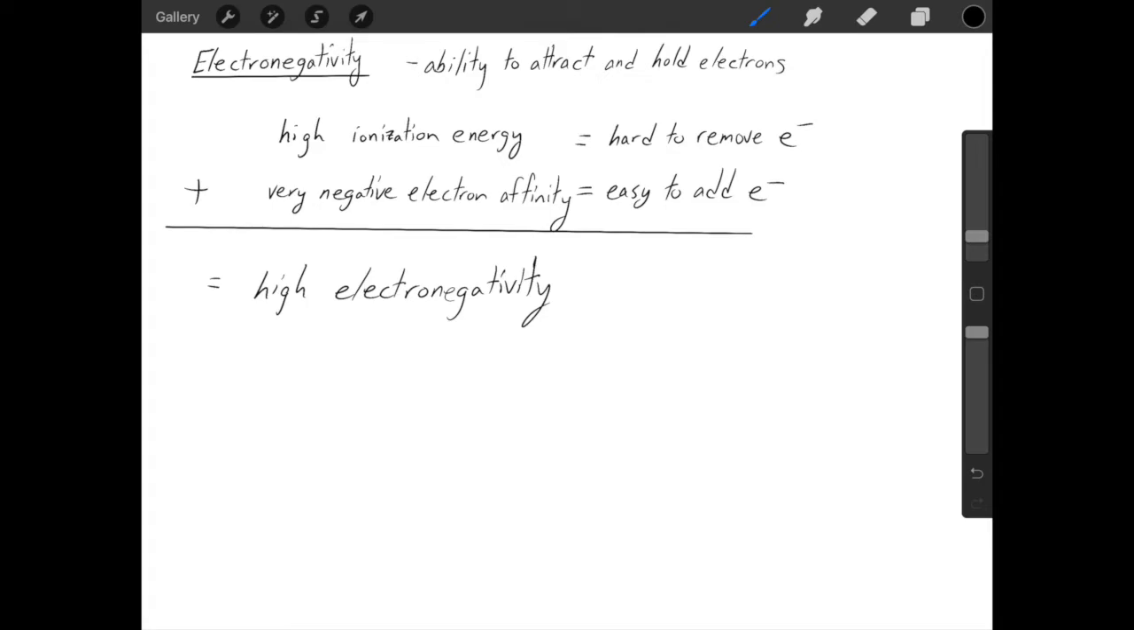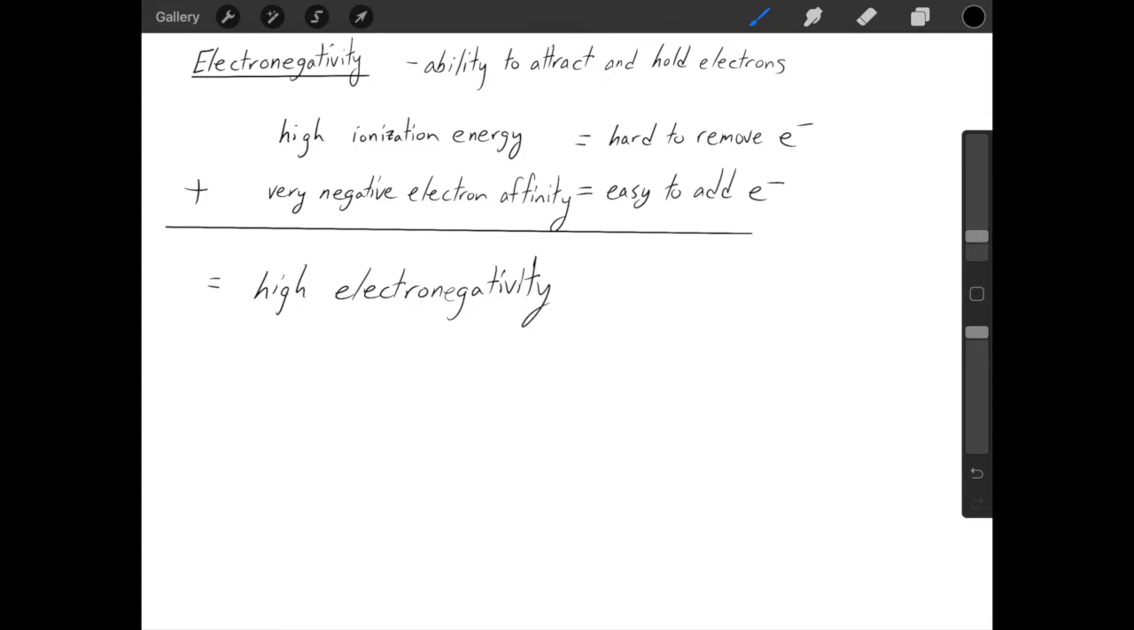And atoms with a low electronegativity would be ones that have a very low ionization energy. It's very easy to remove electrons, or things with a very large or positive electron affinity, so things that are difficult to add electrons to.